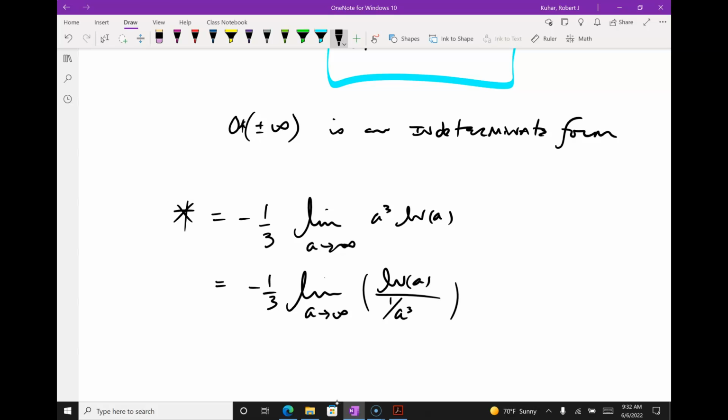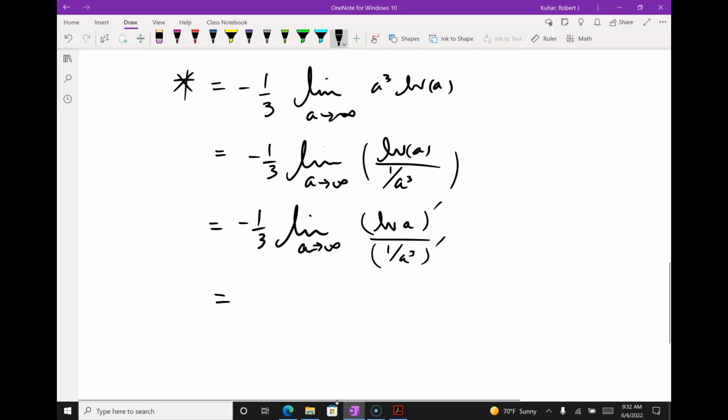So now I have L'Hopital's rule, right? Good. So derivative of upstairs is? Yep, so we're doing the derivative of ln of a over the derivative of 1 over a cubed, right? So upstairs becomes 1 over a, downstairs becomes what? Negative 3 over a to the 4th. Am I right?